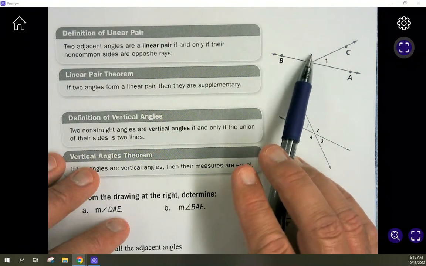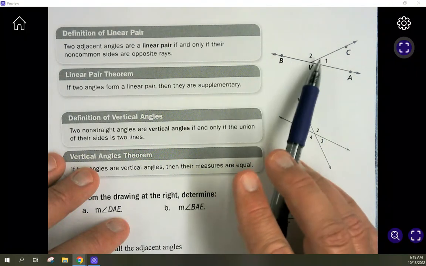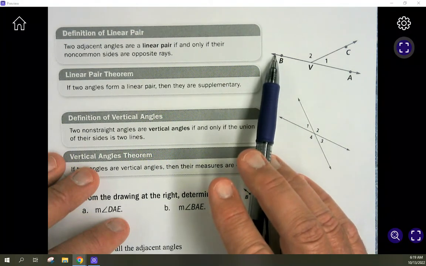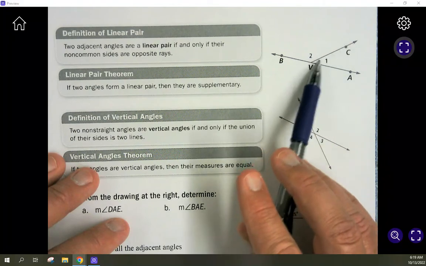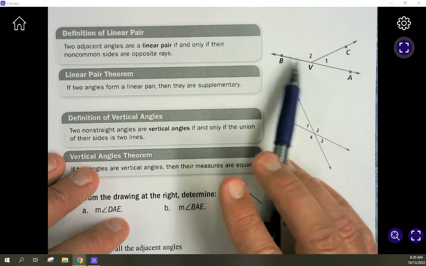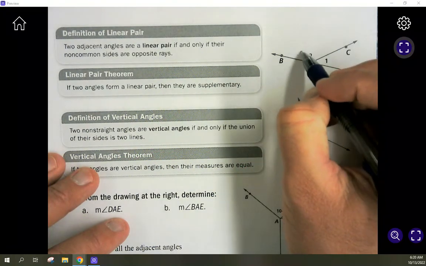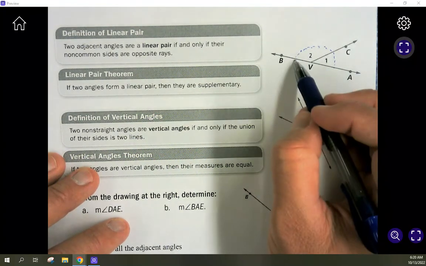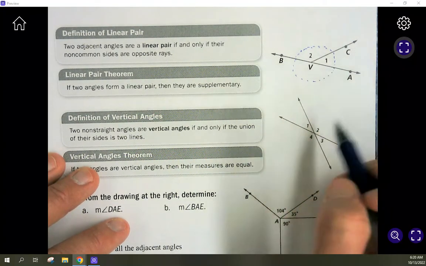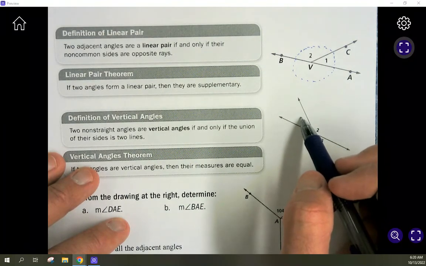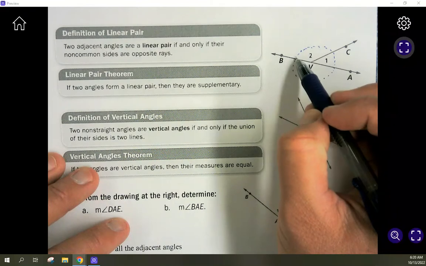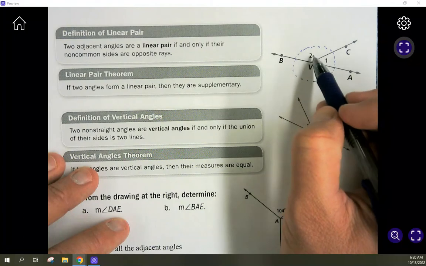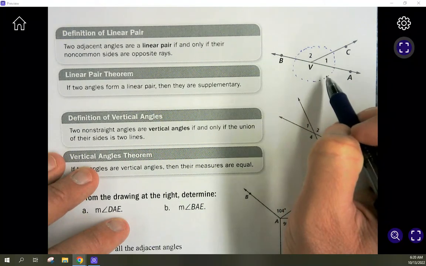So the non-common sides of angle 1 and 2 are these two sides. The common side is what they share. And VA and VB are opposite rays. If I took away this ray, VC, the angle BVA is a straight angle. All of that is half of a circle, which means it's 180 degrees. We got another 180 degrees on the other side. Full circle, 360. So we're talking about angles 1 and 2 because they are splitting up a straight angle, which equals 180 degrees. I know that these two added together have to equal 180.